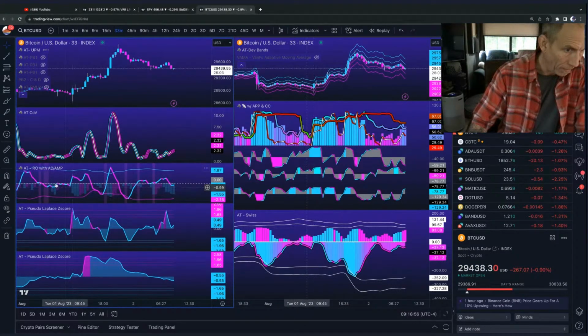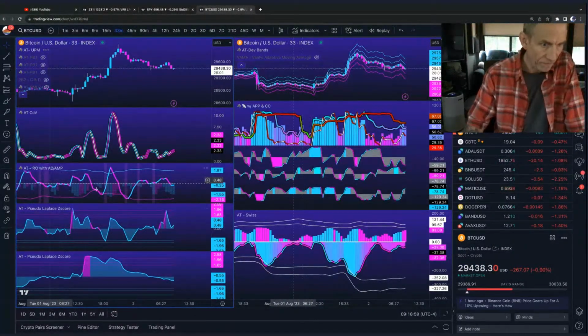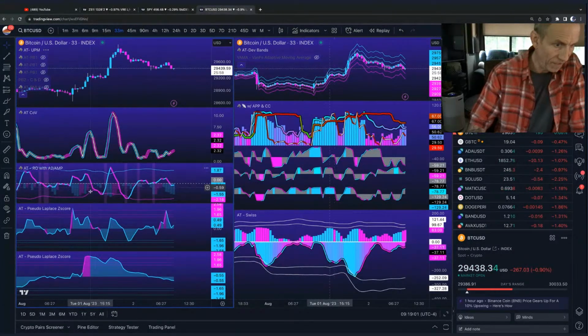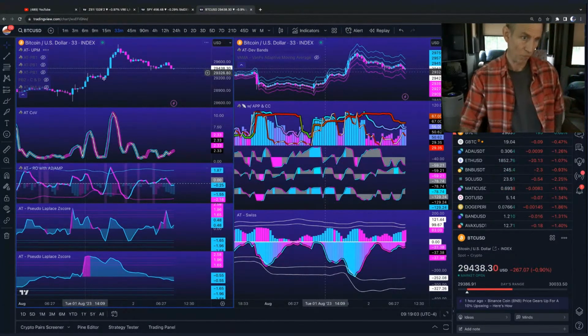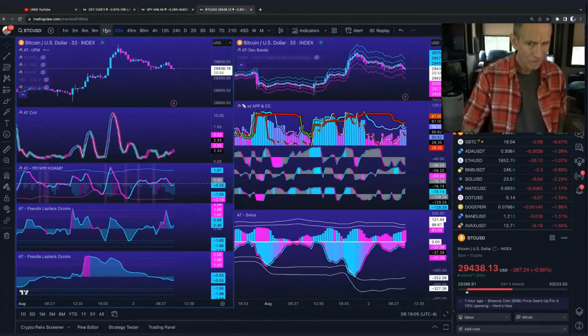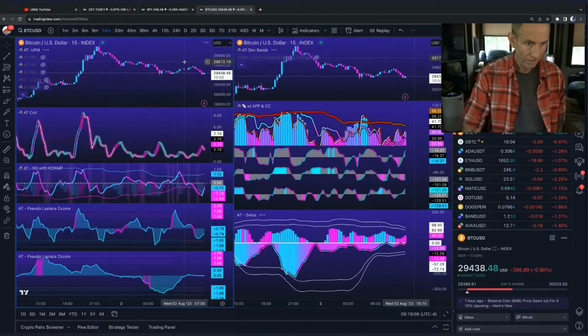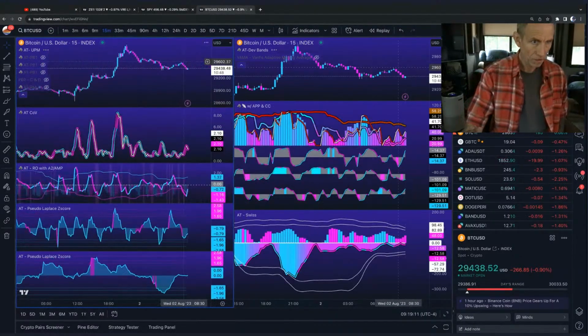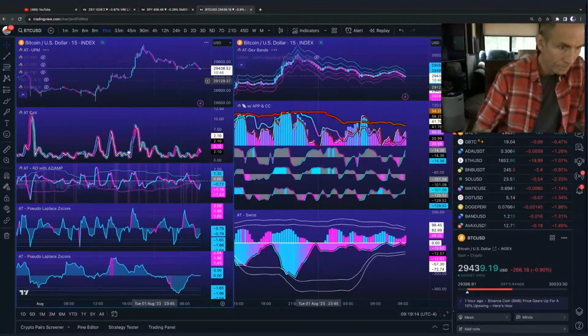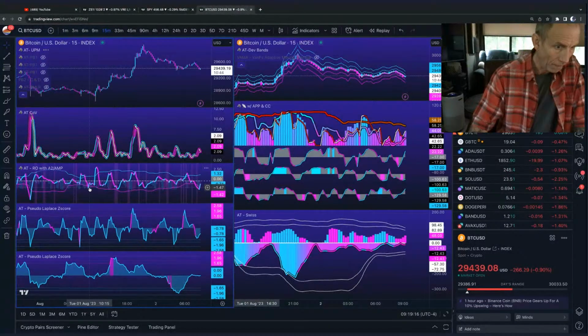Let's see. What do we got here? Yeah, I mean there was bull div. There was definitely bull div, and then hidden on all these time frames that really popped that last leg. Let's take a peek. Go back to the 15. Pull this in a little bit. Yeah, boom, right there.